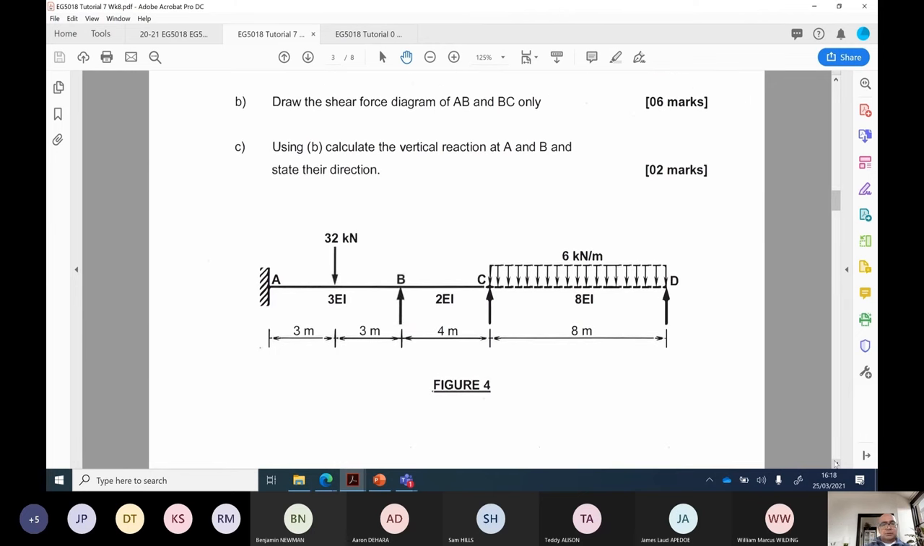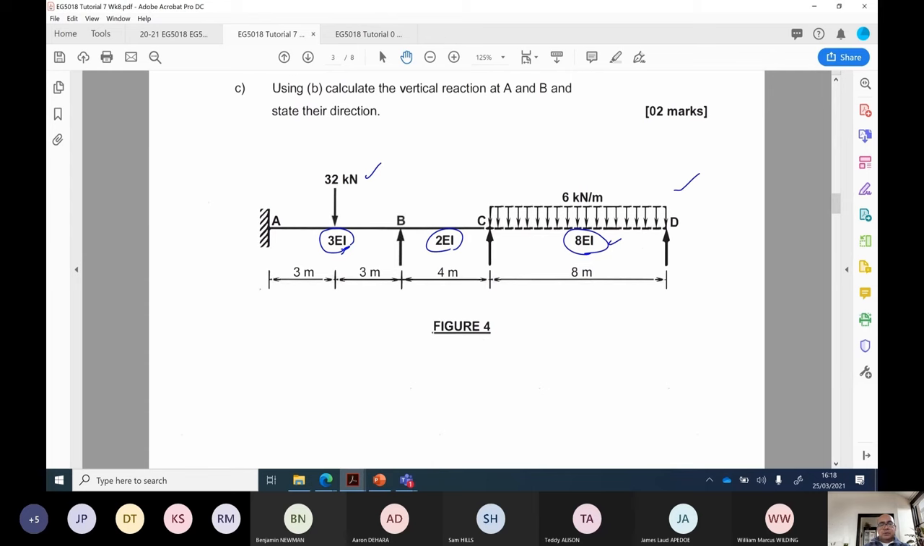The thing that you can note here is that it has got different EI. It means that these members have got different rigidity. This indicates that the member CD is far stronger than member BC. We have point loads here, and then we have a UDL between C and D. So we have to use the moment distribution method.